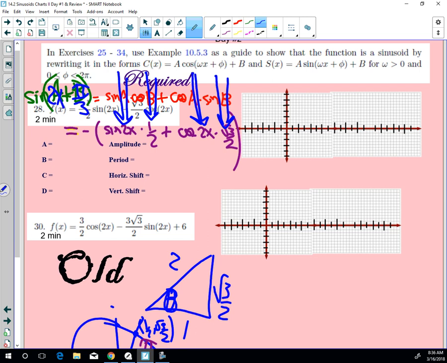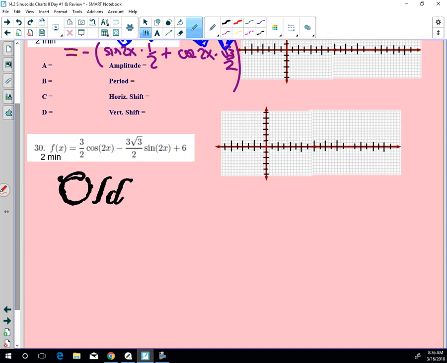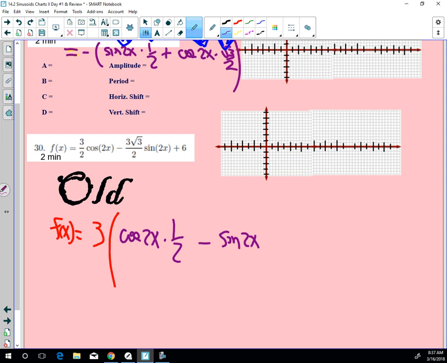Whew, is that a lot of work? Well, we're not even done. Now we got to graph it. Okay, but no big deal. We can graph it. I'm going to move to 30 here real quick. And I would like you to do me a favor. We're going to take out a 3, and that's it. I'm going to leave cosine 2x times 1/2 minus sine 2x times square root of 3 over 2. Forget about that plus 6. Just leave that plus 6 alone.